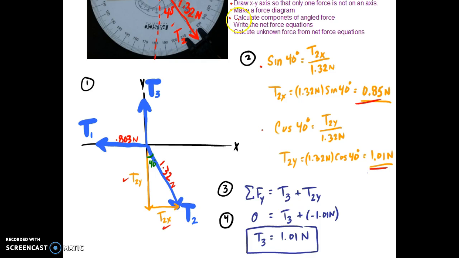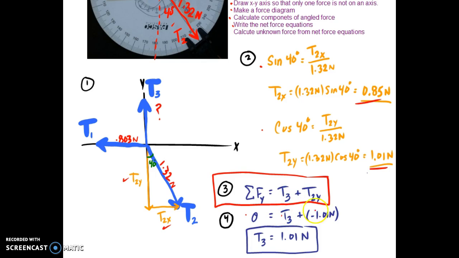That gets us to the net force equations. Now the quest is to figure out what that force is. That's on the y-axis, so this net force equation for the y-axis is written, and then step 4, fill in what we know. Well, the sum of the forces must be 0 because the object is at rest.